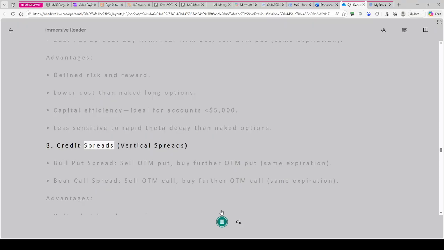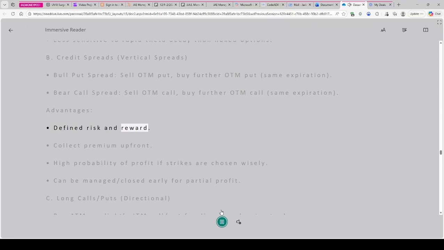B. Credit spreads, vertical spreads. Bull put spread: sell an OTM put, buy a further OTM put, same expiration. Bear call spread: sell an OTM call, buy a further OTM call, same expiration. Advantages: defined risk and reward. Collect premium upfront. High probability of profit if strikes are chosen wisely. Can be managed or closed early for partial profit.